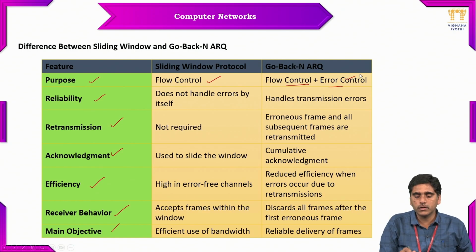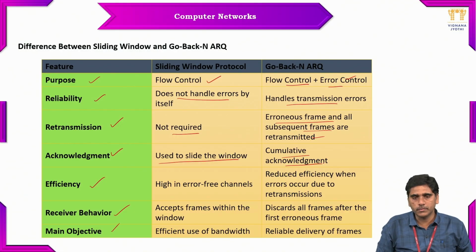And reliability: the sliding window protocol does not handle errors by itself. But Go-Back-N ARQ handles transmission errors also. And retransmission: in the sliding window protocol it is not required, because all frames are forwarded. But in Go-Back-N, the erroneous frame and all subsequent frames are retransmitted. So wherever the frames are lost, from there they are forwarded again. The acknowledgement is used to slide the window, and here cumulative acknowledgement is received.